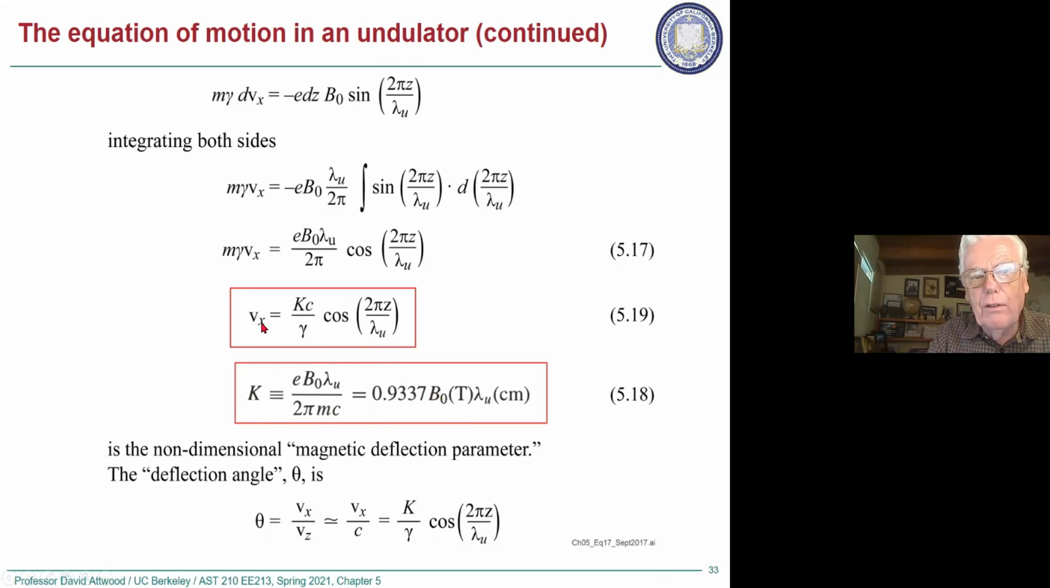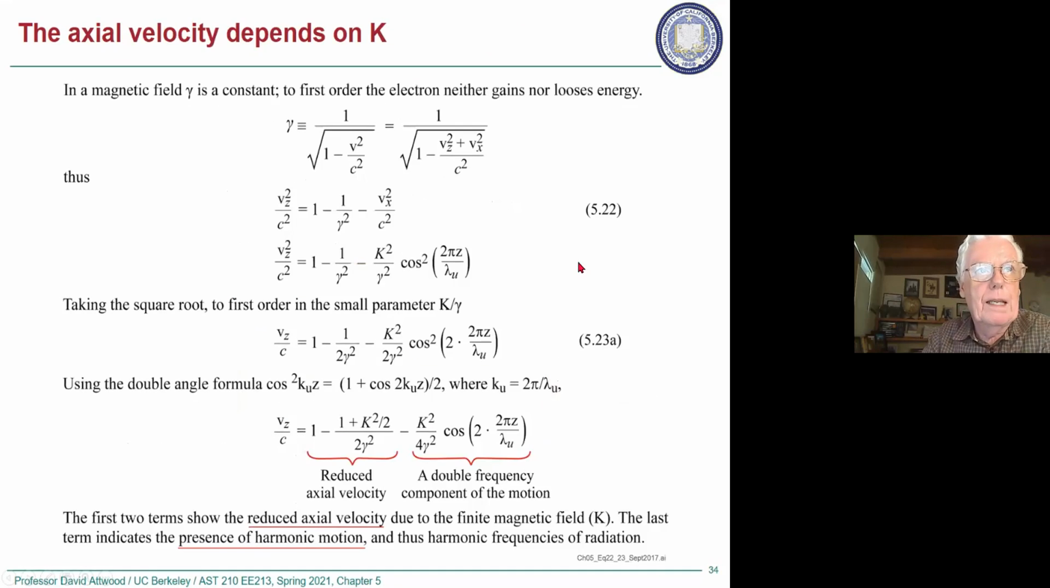And we've just solved for vx, so we can go back and solve for vz. Okay, so that's what we're going to do on the next slide, I hope. So in a magnetic field, gamma is a constant. This is how we define gamma.